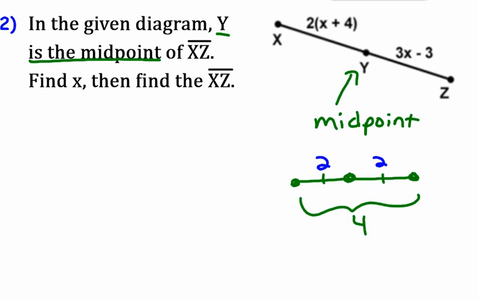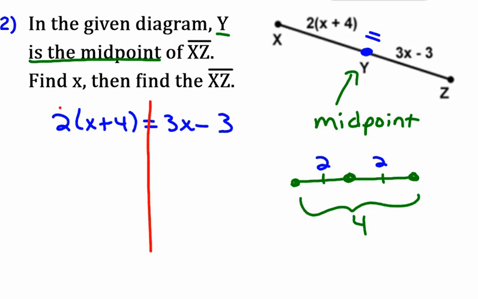Well, in our example above here, where I have y as the midpoint of that line segment, the same concept has to apply. If this is the midpoint, then the left side has to be equal to the right side. So we're going to set up our equation just like that. I'm going to have 2 times (x plus 4) is equal to 3x minus 3. All right, so with this particular problem, I have to distribute. That's going to give me 2x plus 8 equals 3x minus 3.